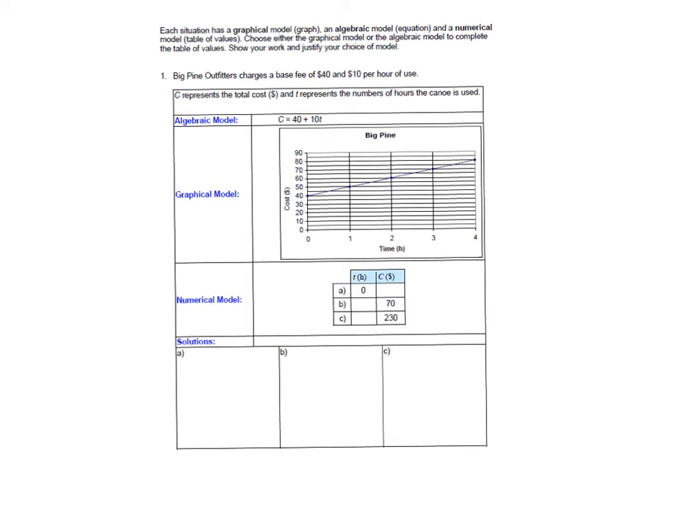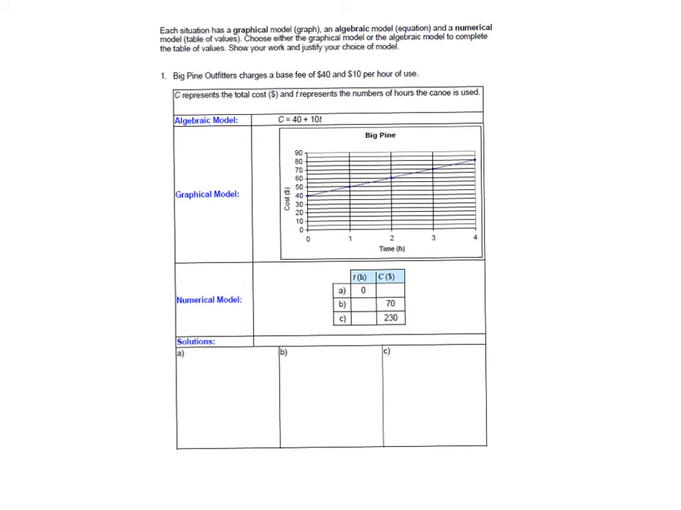So this is the first example, and there are 2 others in the book. Number 1 says, Big Pine Outfitters charges a base fee of $40 and $10 per hour of use. And then it gives you the different models that could represent this. And C represents total cost, T represents the number of hours the canoe is used.